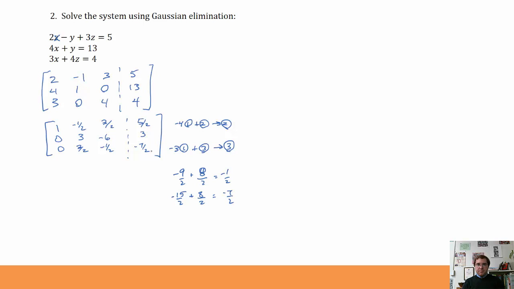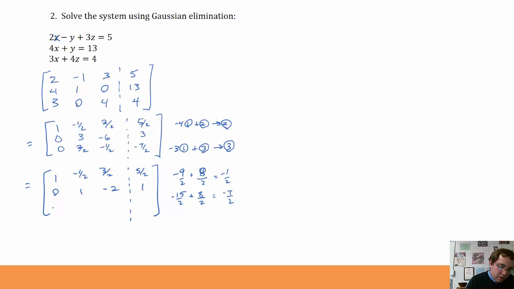Second column, negative 1/2 is fine. It stays there. That 3 needs to become a 1. How do I make a 3 into a 1? Divide it by 3. So we divide that second row by 3. Top row doesn't change. It's done. We just carry it along for the ride now. Second row, divide it by 3. So 0, 1, negative 2, 1.